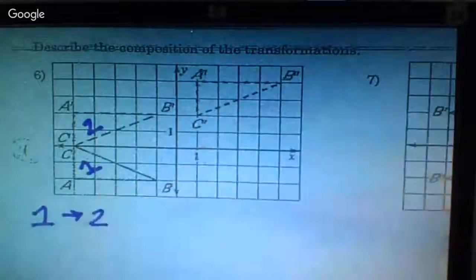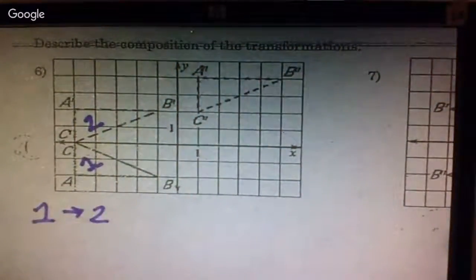To go from 1 to 2, what have I done? Reflected over the x-axis.